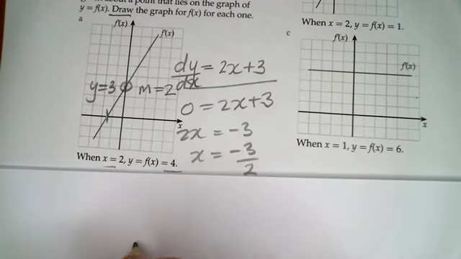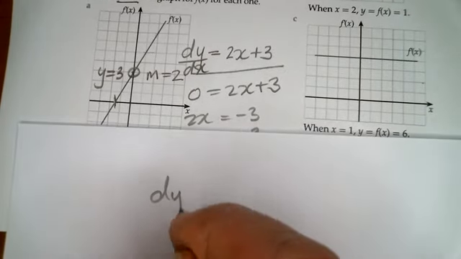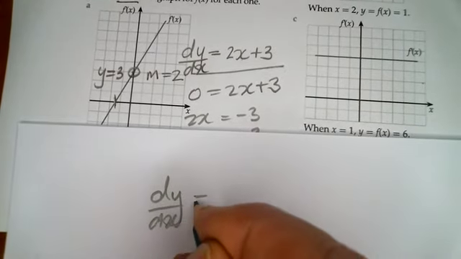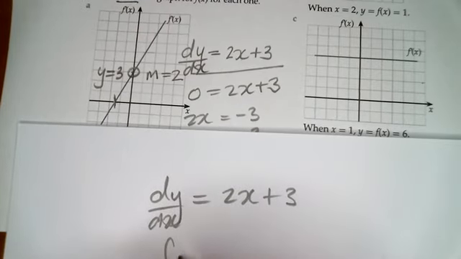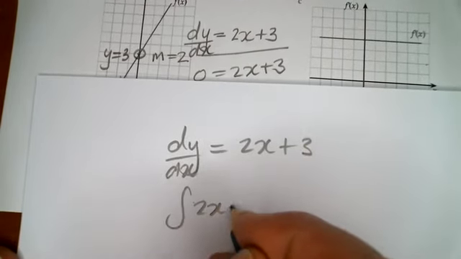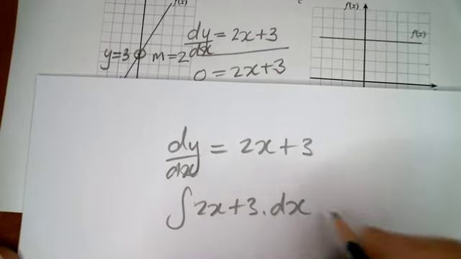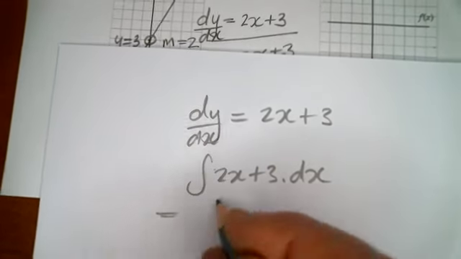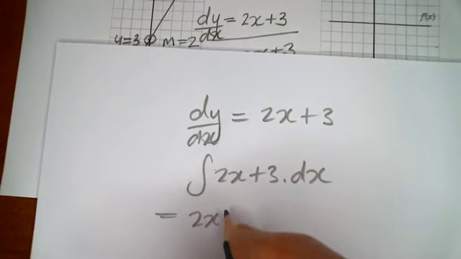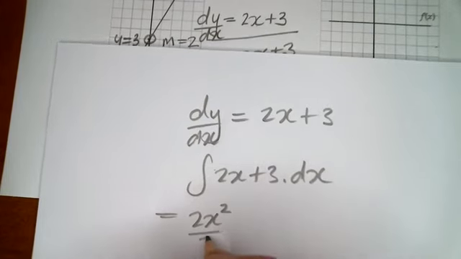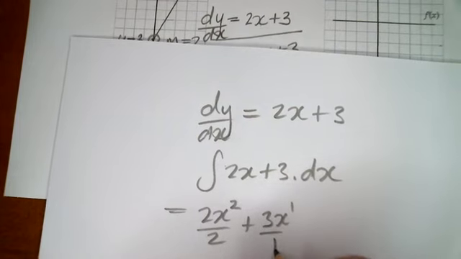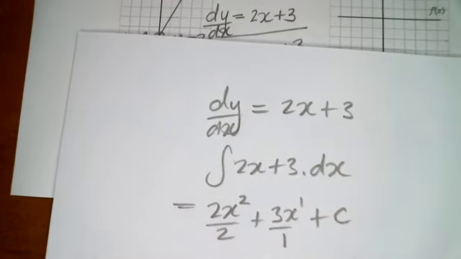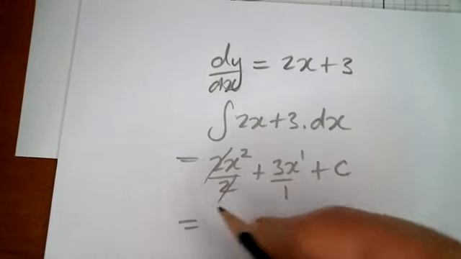So I'll restate what we have. We've got dy dx is equal to 2x plus 3. So we're going to integrate 2x plus 3 with respect to x. So that's going to be 2x. We're going to increase the power by 1, divide by the new power. And of course, we're going to add a c value. So let's tidy that up. So that's now going to equal, well, 2 divided by 2 is 1.